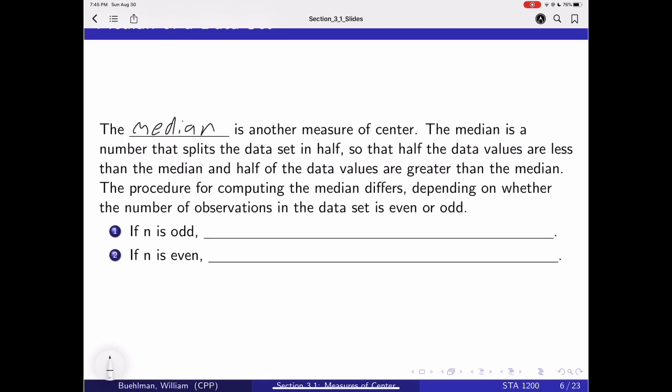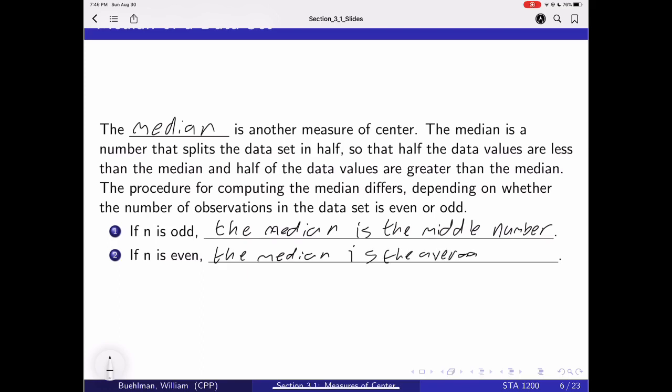If we have an odd number of observations, the median is the middle number. If n is even, then the median is the average of the 2 middle numbers.